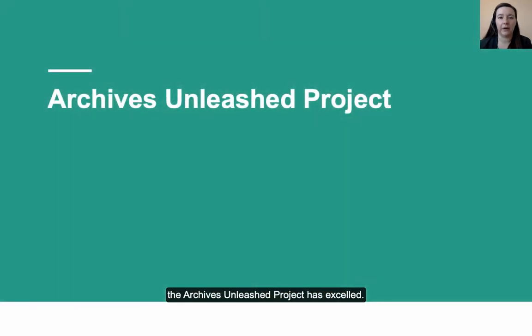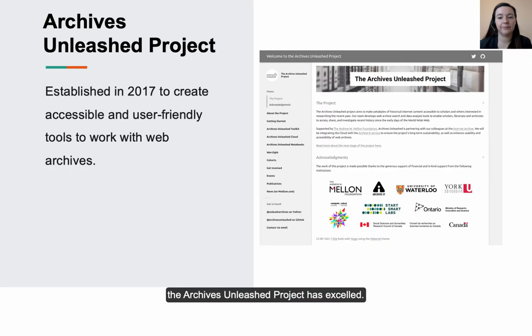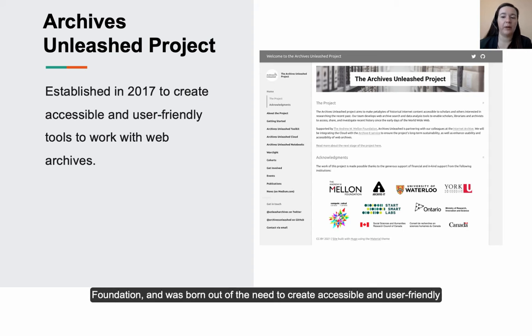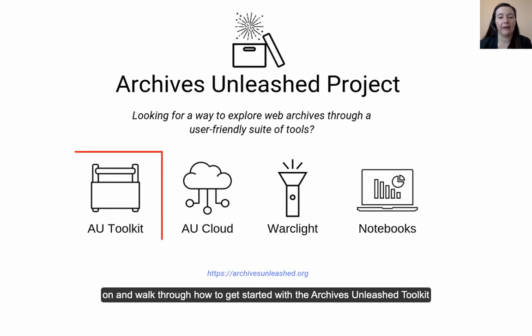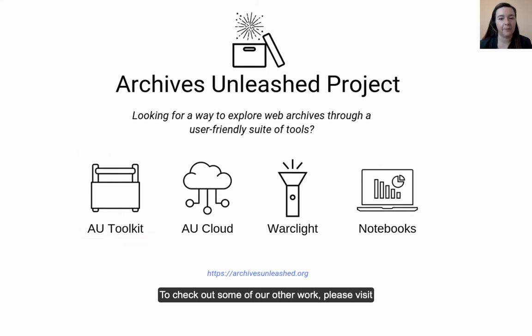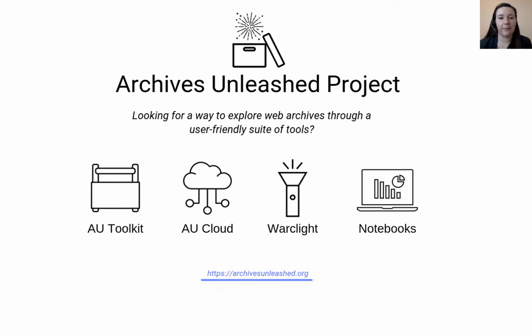And this is really where the Archives Unleashed project has excelled. The project was established in 2017 with funding from the Andrew Mellon Foundation and was born out of the need to create accessible and user-friendly tools to work with web archives. Our project team has developed a suite of open source tools, and today we're going to focus on and walk through how to get started with the Archives Unleashed toolkit, which was designed to access and analyze web archives at scale. To check out some of our other work, please visit archivesunleashed.org.